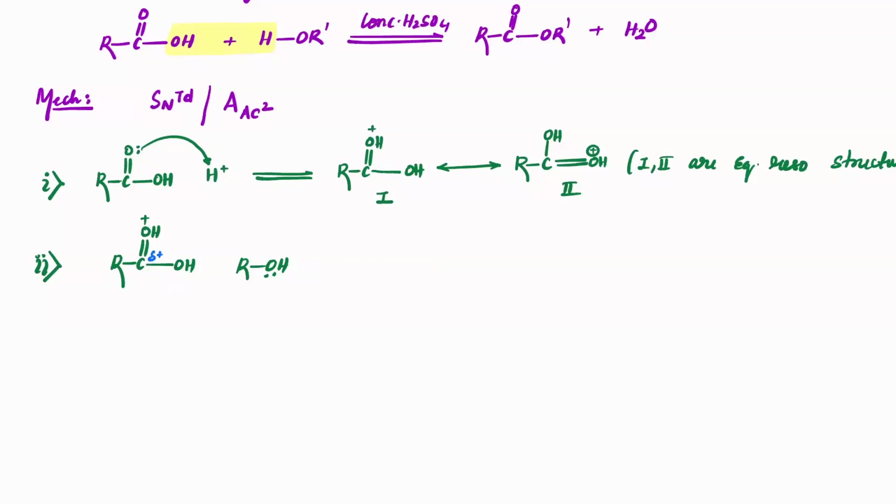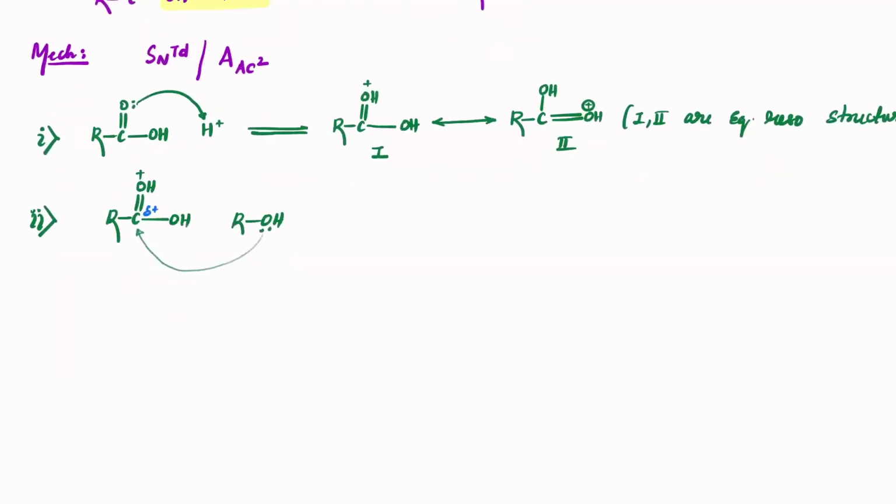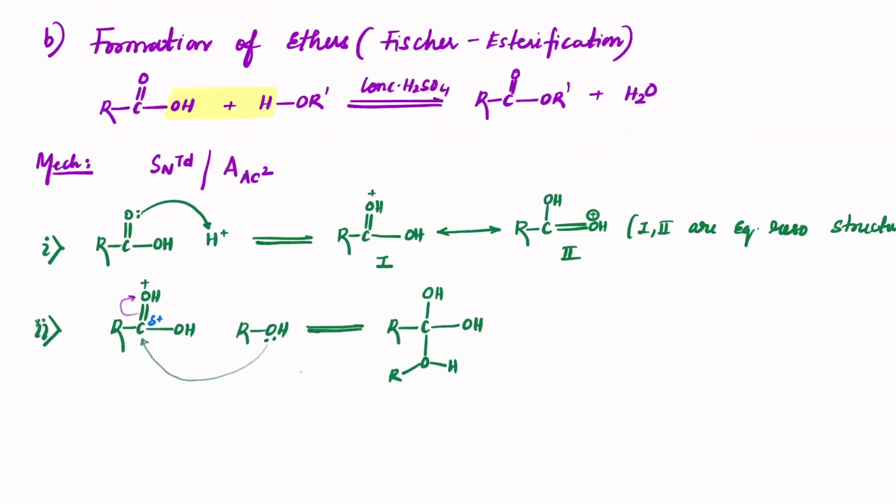See, so alcohol would attack on it. Alcohol as a nucleophile will attack on this position. Now, as it attacks, the pi bond from here will shift upwards, and we'll end up getting RC with OH and OH and OR dash here.